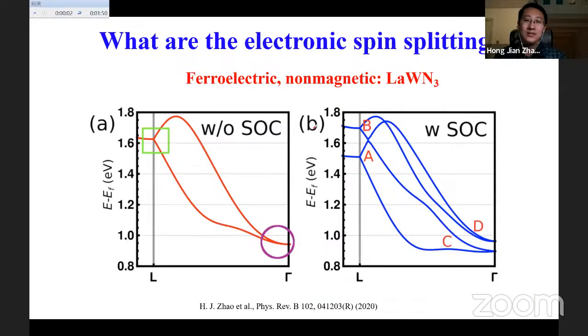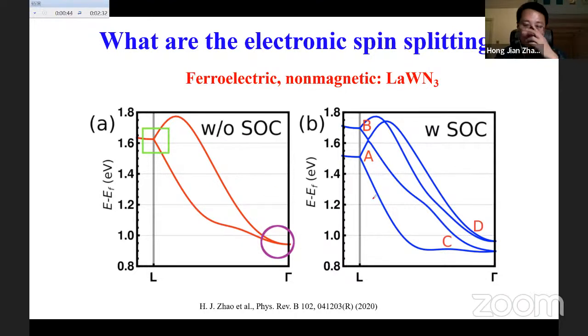And if we look at a ferroelectric, for example a non-magnetic material, a lanthanum tungsten nitride compound, we can compute the band structure without including spin-orbit coupling. If we do it like this, we cannot distinguish spin up and spin down electrons by energy. So typically, at the conduction bands, we have two bands. But once we include spin-orbit coupling, then at some specific k-point we may be able to distinguish spin up and spin down electrons. In this case, we will see there are 4 bands. So then the band splitting happens.